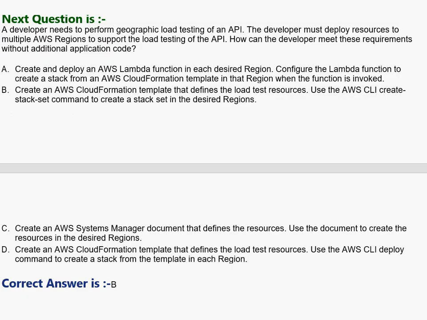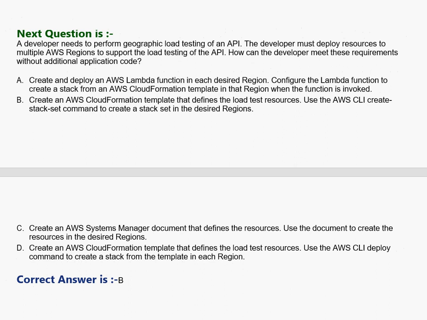The next question is, a developer needs to perform geographic load testing of an API. The developer must deploy resources to multiple AWS regions to support the load testing of the API. How can the developer meet these requirements without additional application code? Option A. Create and deploy an AWS Lambda function in each desired region. Configure the Lambda function to create a stack from an AWS CloudFormation template in the region when the function is invoked.